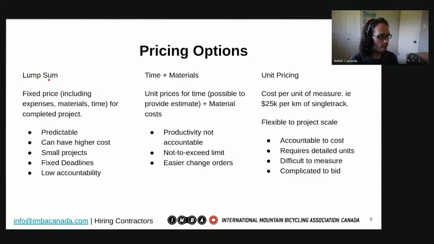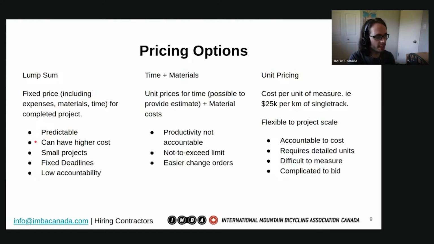So some different ways that we can structure the work, structure the contract so as to purchase things. And this is not exclusive, but this constitutes kind of a majority of the types that we see. There's lump sum, which is a fixed price for the completed project. It's turnkey, here's your trail, and this is how much it costs, and it doesn't change based on that. It's predictable. You know how much it's going to cost.